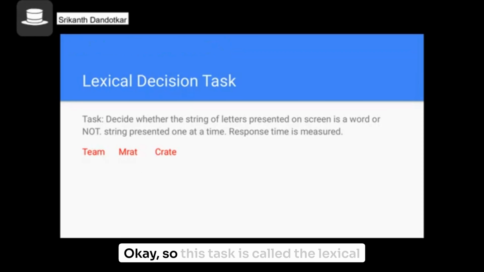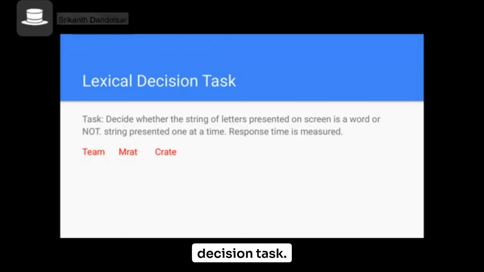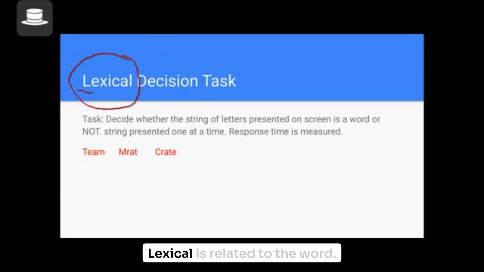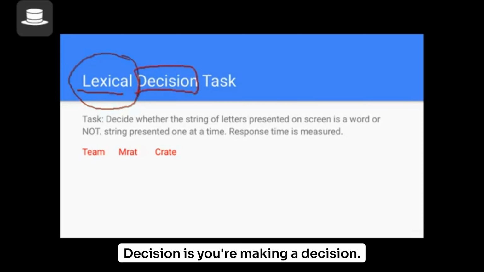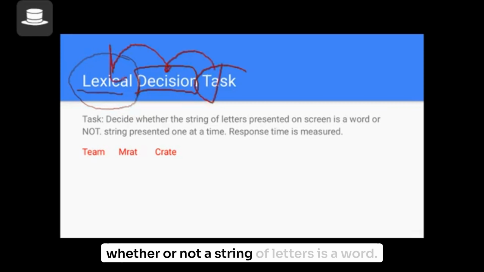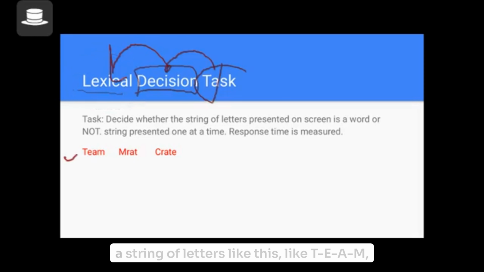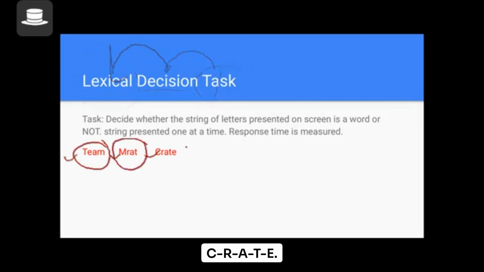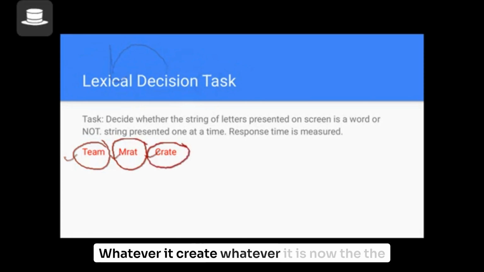Okay, so this task is called the lexical decision task. Lexical means word, lexicon, dictionary, word. Lexical is related to the word. Decision is you're making a decision. So it's a task of making a decision about whether or not a string of letters is a word. Participants typically are presented with a string of letters, like TEAM, right? It's a team. MARAT, Marat, or CRATE, great, whatever it is.